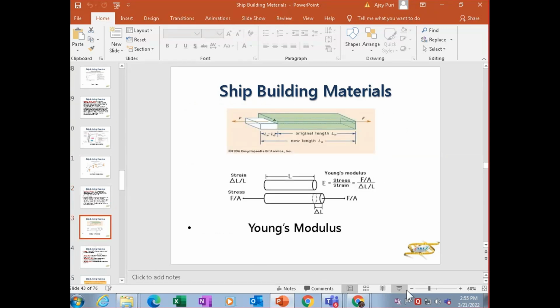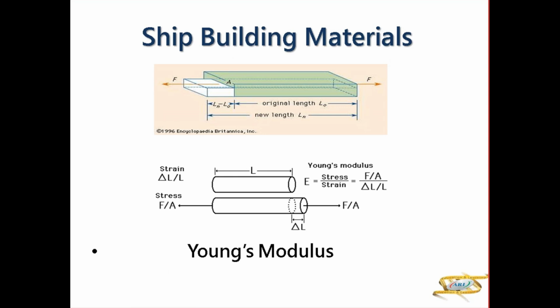Now, if you see this diagram, this is the original length of the material, Lo. You're pulling it horizontally. So the new length is Ln, and the change in length is Ln minus Lo. So the strain is Ln minus Lo, which is delta L, divided by the original length Lo. You can also write it as new length minus old length divided by old length. That's the strain.